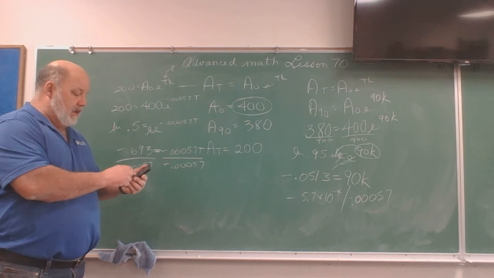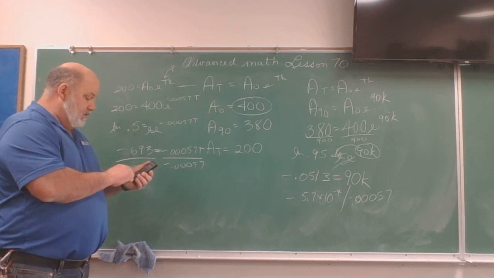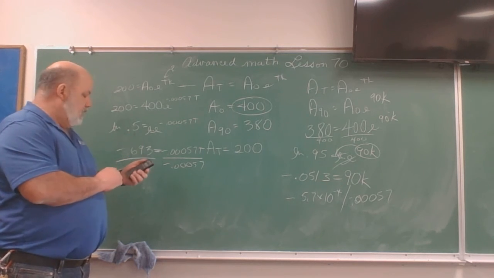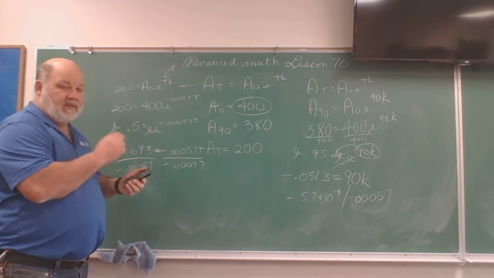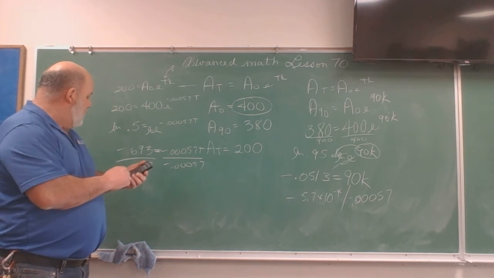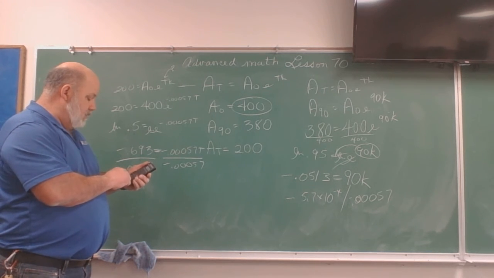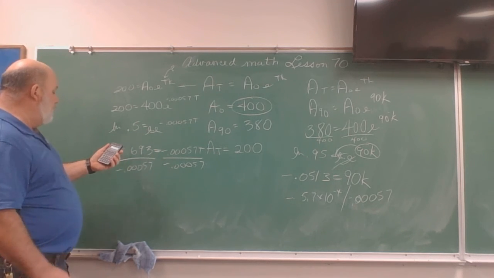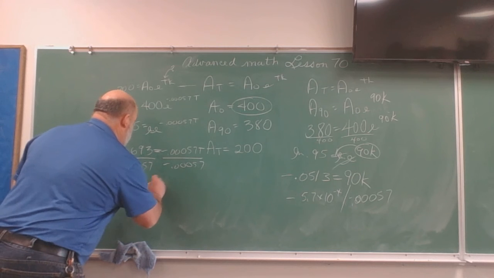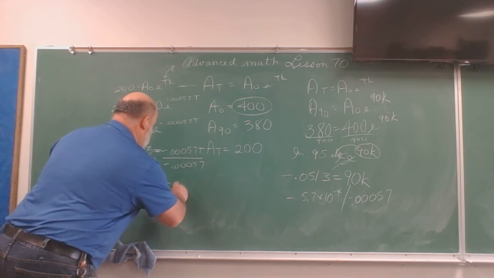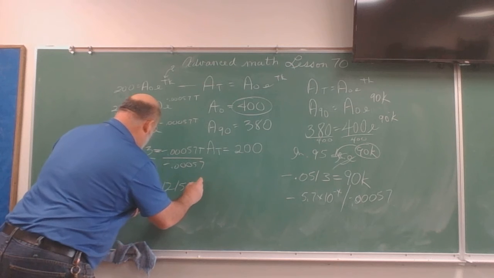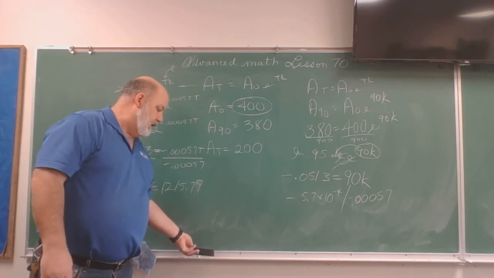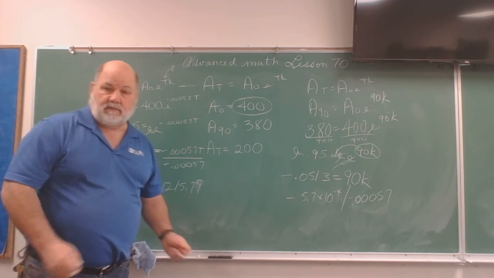I must check that again. 0.693. I don't think I took the natural logarithm of 5. In fact, I know I didn't because I knew it in my head. Divided by 0.00057 equals, there's a better answer, 1,215.78, 0.79 technically, which is 1,216. There you have it.